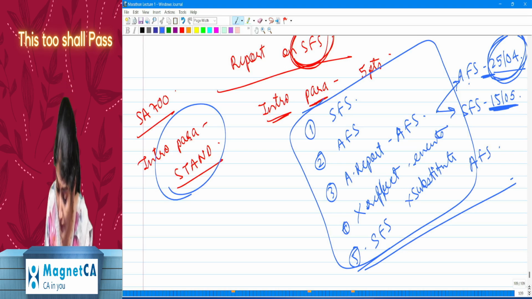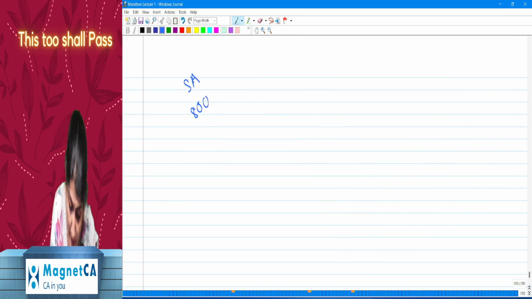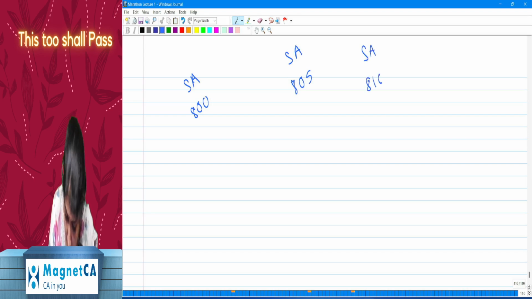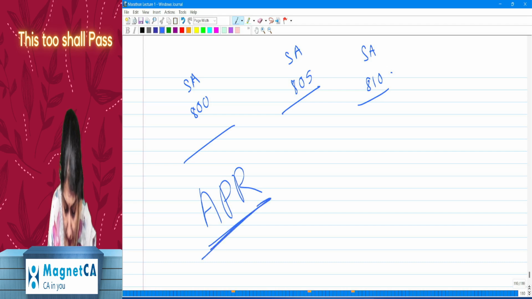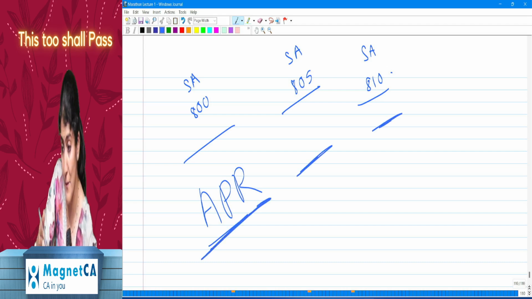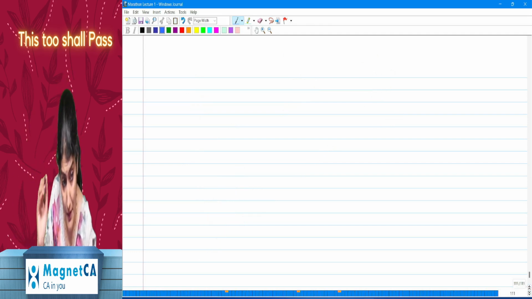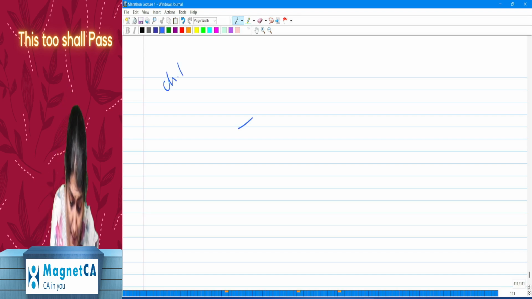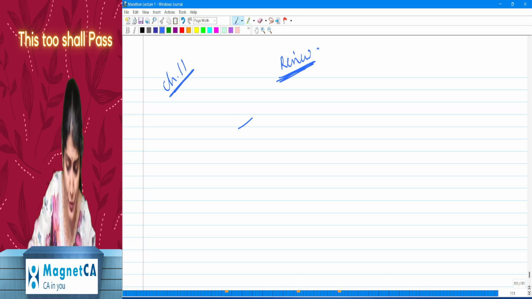Right, so everyone, do you get an aerial view or a helicopter view of SA 800, 805 and 810? In all the 3 standards, what you have to remember is first the meaning or the introductory part, and then the acceptance, planning, performing, and the reporting. Okay, right. So that's our chapter number 8. Then now we come to chapter number 11, which is regarding the review of financial information. Chapter 10 also we'll come to shortly.